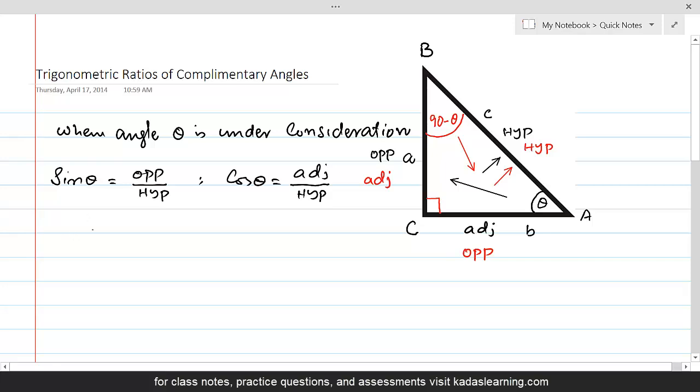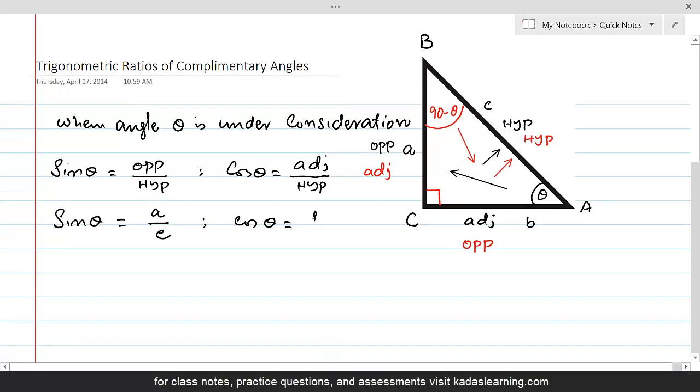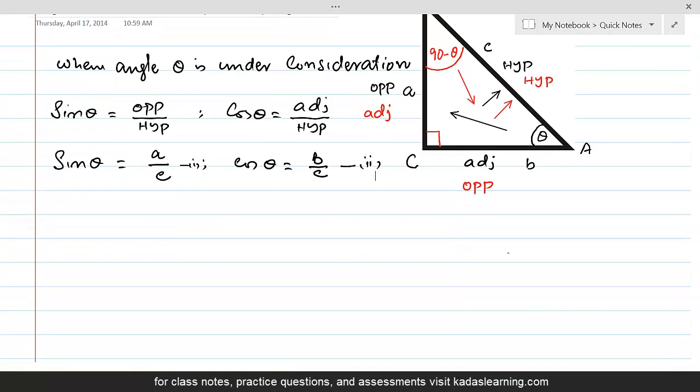For theta angle under consideration, sine theta would be equal to, the opposite is A, so this would be A over C, and cos theta would be equal to B over C. Let us call this 1, this 2. And now change the angle under consideration from theta to 90 minus theta.